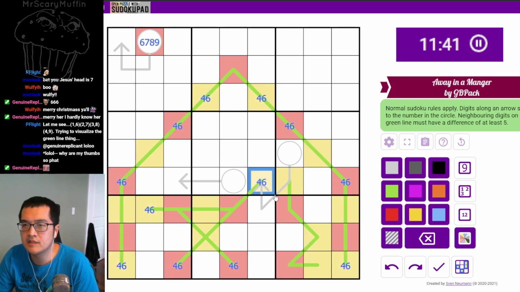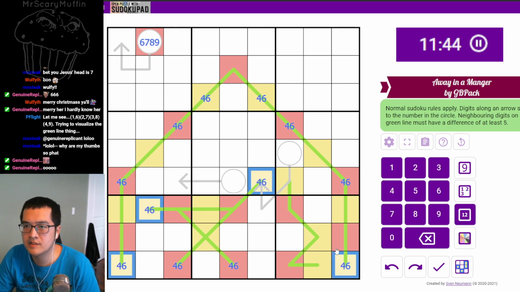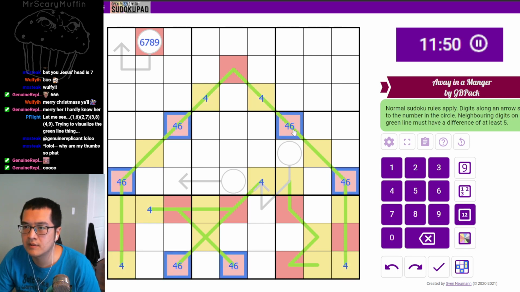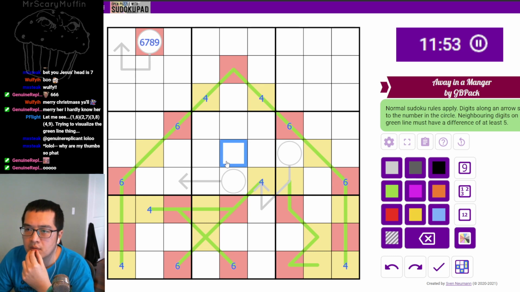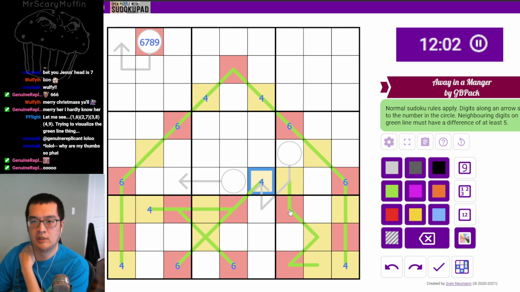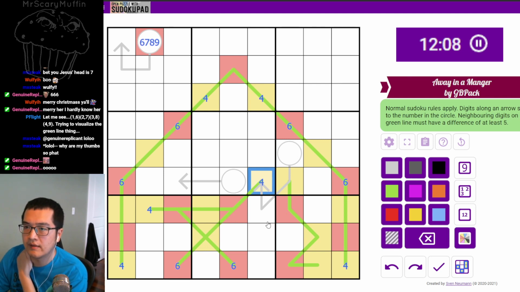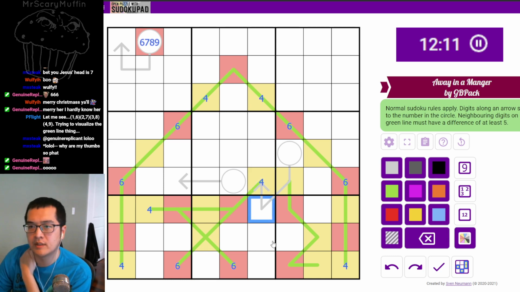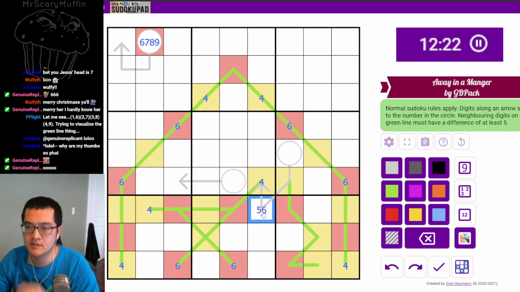So it means none of these can be 6s. These can only be 4s. And none of these can be 4s. They can only be 6s. Okay, so now we know the actual polarities of them, which is probably helpful. Now the question is this: this can't be a low number. This could be a 5 or a high number. And if it's a high number, it can only be a 6. So this could only be a 5 or a 6.